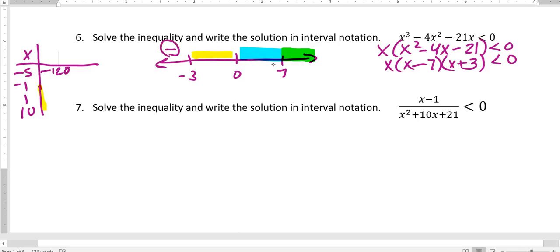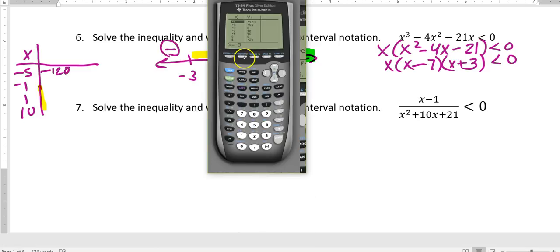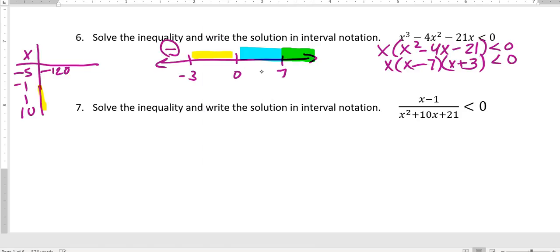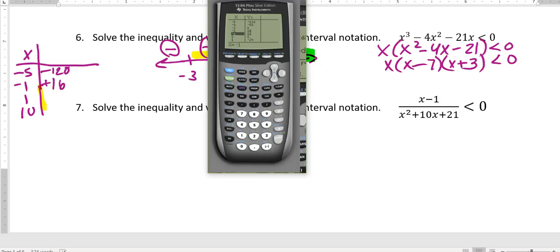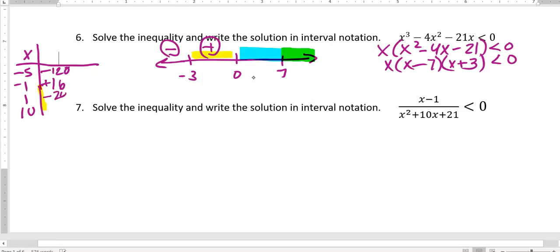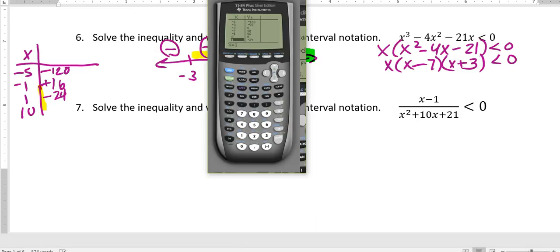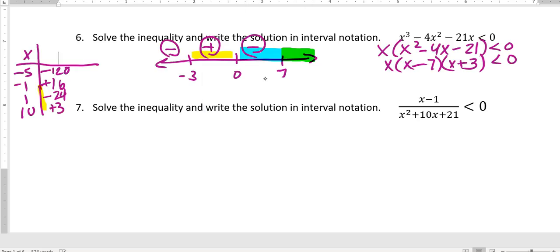Really what I'm looking for is whether it's positive or negative. And then if it's a negative 1, that's a positive 16. And then at 1, it's a negative 24. And at 10, a positive 390. Okay, so that's one way of doing this.